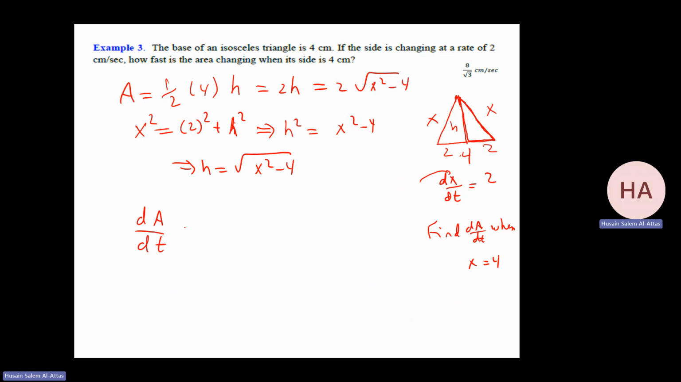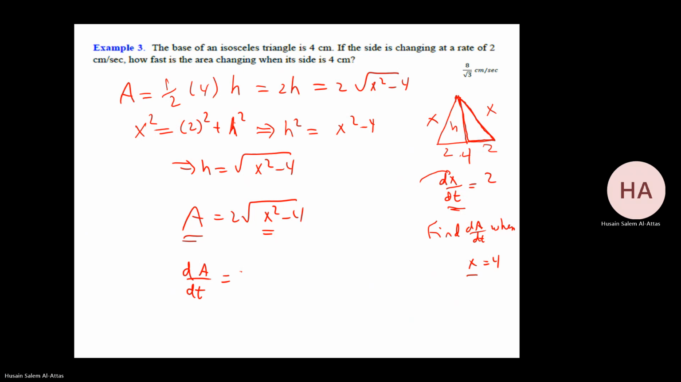Now differentiate dA/dt. Now I have A equal to 2 square root of x squared minus 4. Now I relate the area with the side. Since the information is in terms of dx/dt and x, this is what I need. So dA/dt will be 2 times, this is 2 square root of x squared minus 4, times 2x. The 2 cancels, but don't forget the dx over dt.